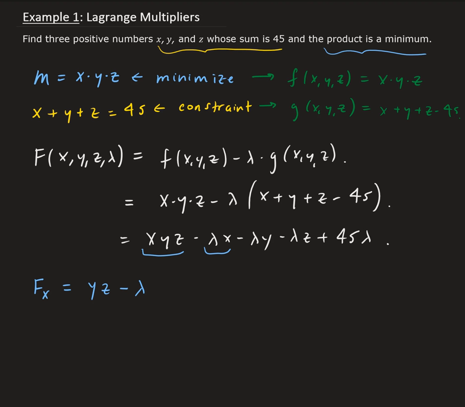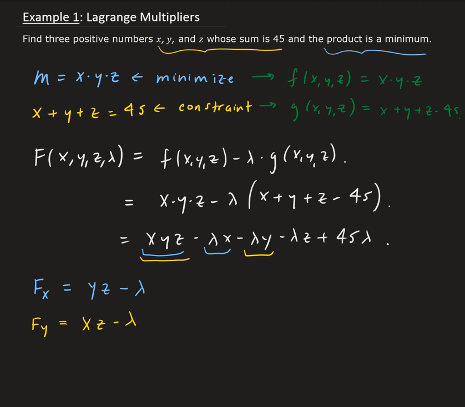Now let's take the partial with respect to y. That's this part and this one, and that's it. Treating y as a variable and the others as constants, we're going to get xz minus lambda.